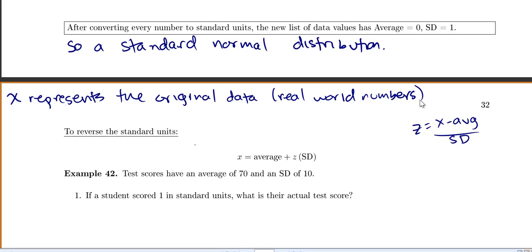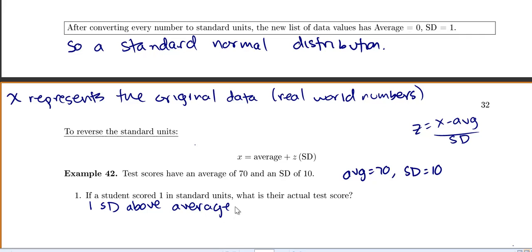Or in example 42, test scores have an average of 70 and an SD of 10. So the test scores would be our original data or real world numbers. So number one, if a student scored 1 in standard units, so that means they were 1 SD above the average, what is their actual test score?